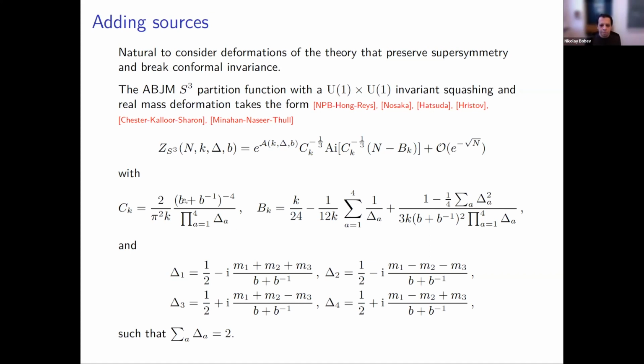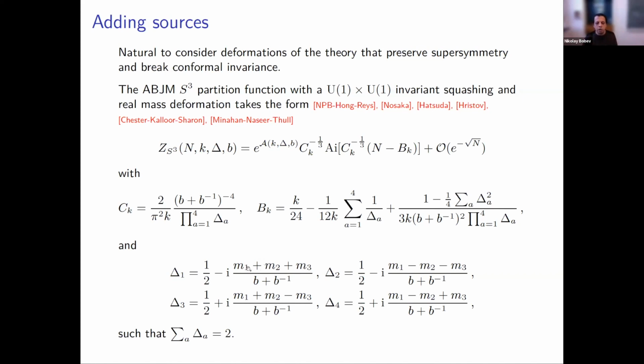I'm turning on a very specific squashing parameterized by this b. So I'm taking the round sphere, which has SO(4) isometry, and I'm squashing it in a very specific way, making it an ellipsoid, keeping U(1) times U(1) isometry only. And this very specific squashing is compatible with a certain supercharge, which allows me to do the calculation. This b parameterizes the squashing. When b is 1, I have the round sphere.